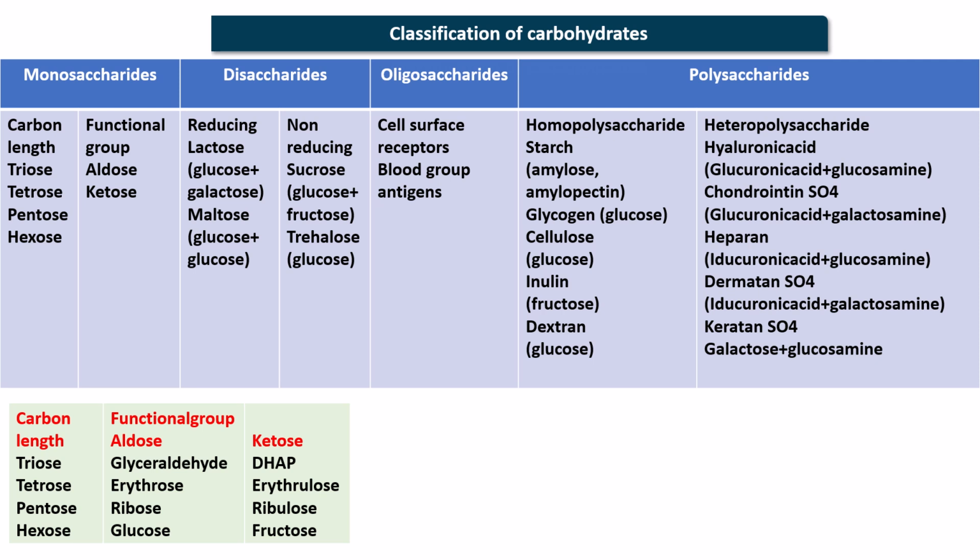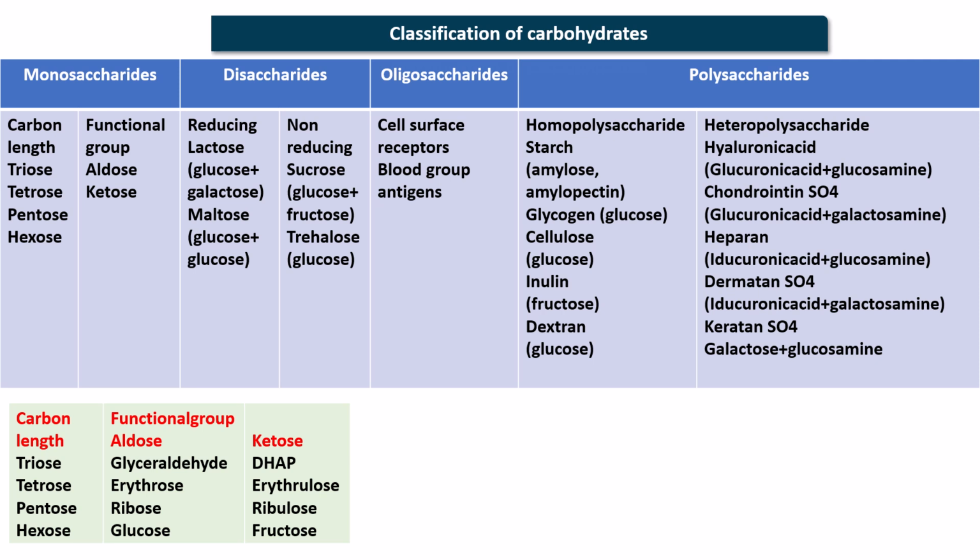Classification of carbohydrates. Carbohydrates can be classified as monosaccharides, disaccharides, oligosaccharides, and polysaccharides. Monosaccharide represents the monomeric unit. They can be classified into two subclasses. Based on carbon length, they can be classified as triose, tetrose, pentose, and hexose. Based on functional group, they can be classified as aldose and ketose.